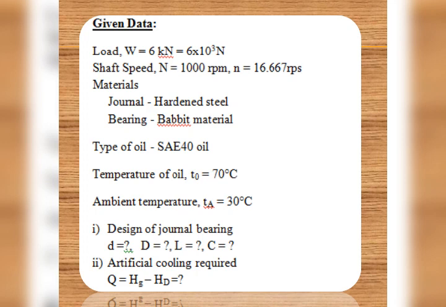Also determine the amount of artificial cooling. So here what we have to do is we must design the journal bearing. Means d is equal to question mark, capital D is equal to question mark, L is question mark, C is question mark. Here d is nothing but diameter of the journal. Capital D is nothing but diameter of the bearing. L is nothing but length of the bearing, and C is nothing but clearance, that we are supposed to find. And next unknown we have to find is artificial cooling. So artificial cooling required, that is Q, that is equal to Hg minus Hd, that we need to find.